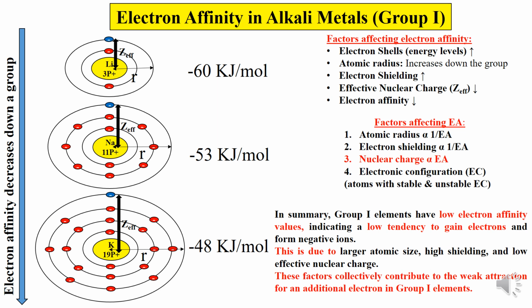So here I have highlighted this point because this point doesn't apply when I'm going down the group. Why? Because going down the group, though the nuclear charge increases, the shielding also increases. So going down the group, the shielding wins over the increased nuclear charge. So nuclear charge is directly proportional to electron affinity only going across the period, not going down the group.